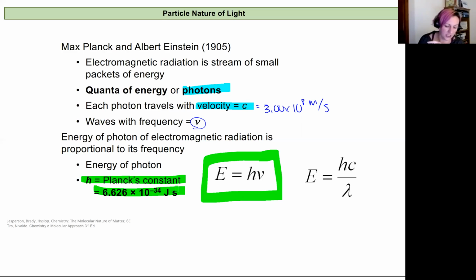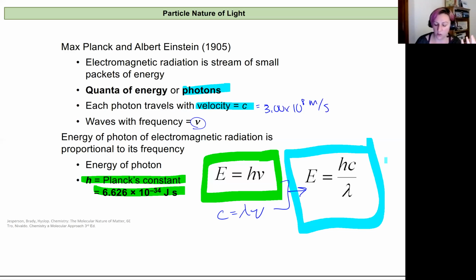We can then use our equation that the speed of light is equal to the wavelength times the frequency of that light, and combine these two and rearrange them to show that energy then is equal to Planck's constant times the speed of light divided by wavelength. So we can use either wavelength information or frequency information to learn about the energy of the photons that can make up that electromagnetic radiation.